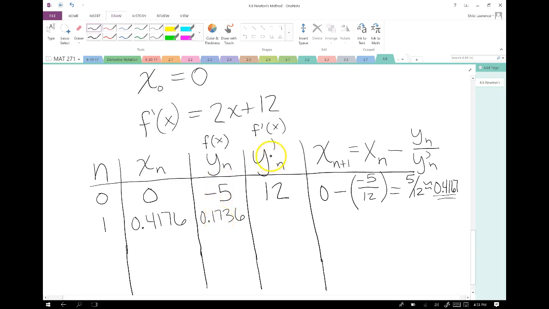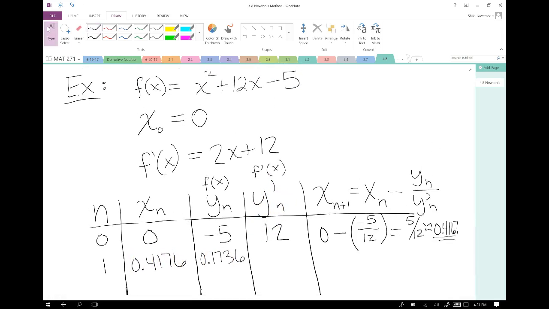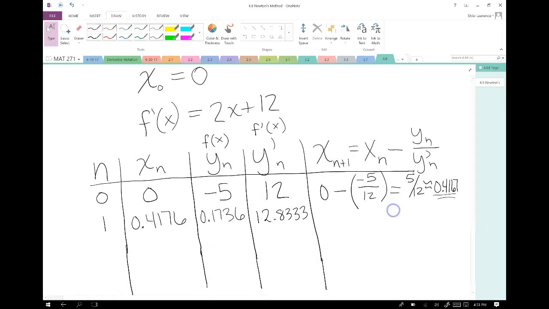Now, I also need to know what my derivative is at 0.4167. So your derivative formula is 2 times the x value plus 12. And for that one, I got 12.83 repeating. And I'm going to use those to draw a new tangent line. And all I want out of that tangent line is its x-intercept. And that's where Newton's method formula comes in.